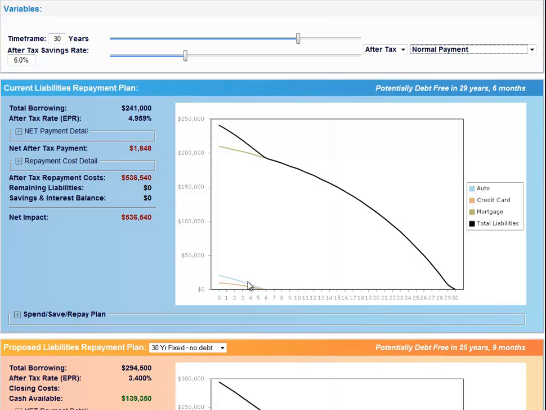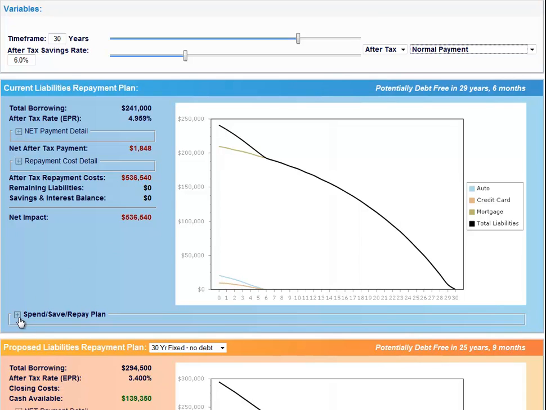These lines show me that the auto and the credit card are paying off in 5 to 6 years. The total liabilities are being paid off in 30 years. And it tells me here that I'm potentially debt-free in 29 years, 3 months based on my current strategy that I have today.